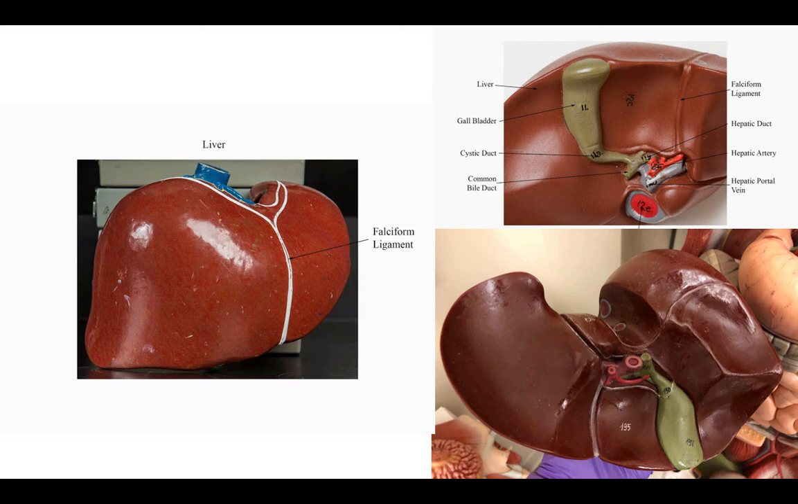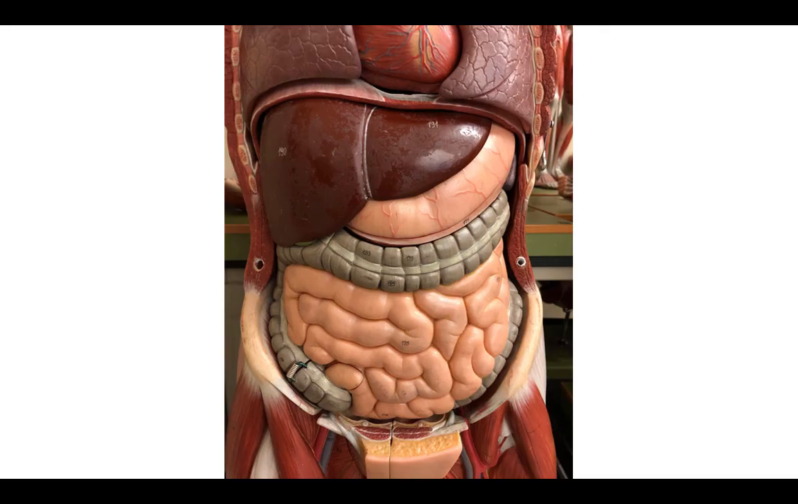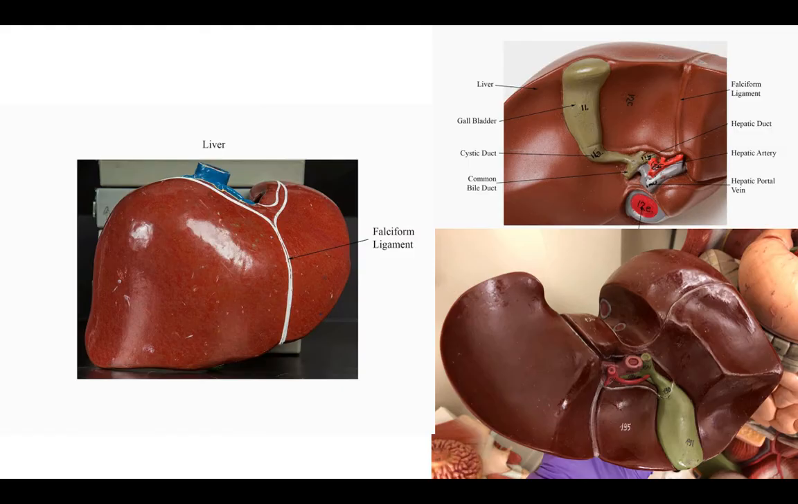And I think that is the end of what I needed to talk about for your lab. Yep, that was the last accessory organ that we needed to talk about. So I just have a couple more images here for you.